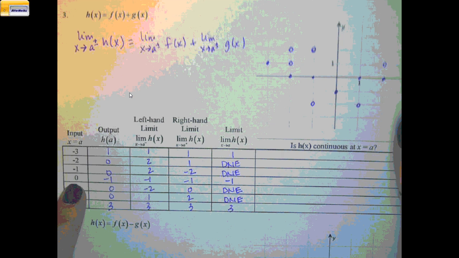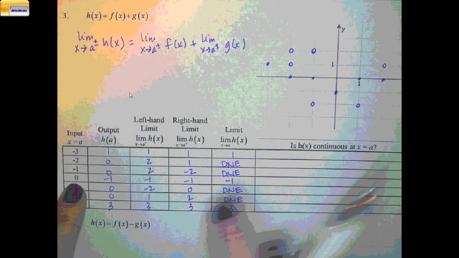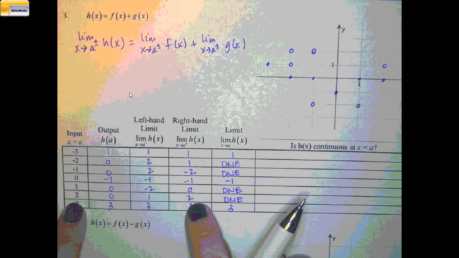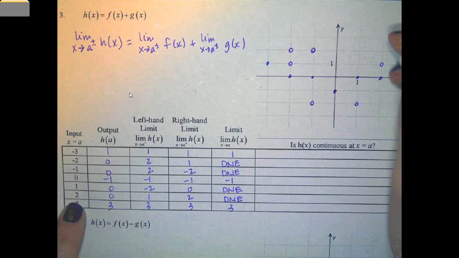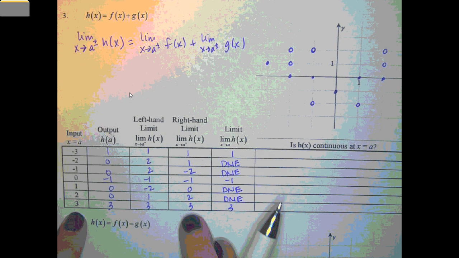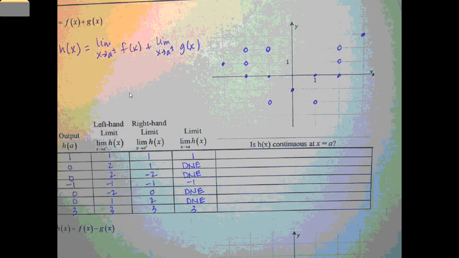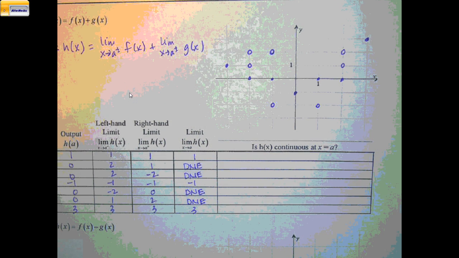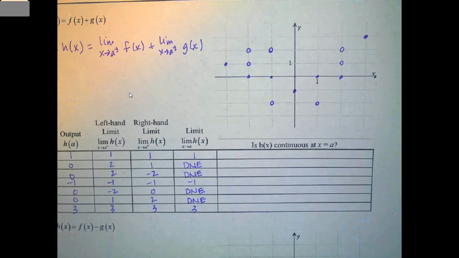0, -1. We already have a point. 1, 0. We already have a point. 2, 2. Open circle. And 3, 3. We already have a point. So we've got a mess of dots going on up there, basically. Here's how you're going to connect your lines. It takes a little bit of logic, and you just have to read the limits.